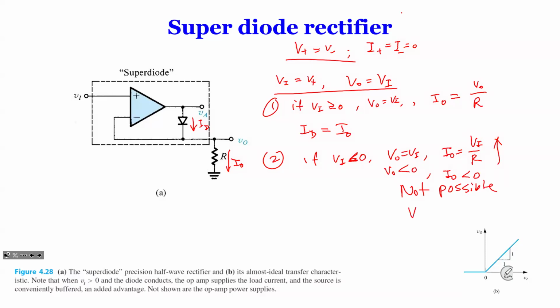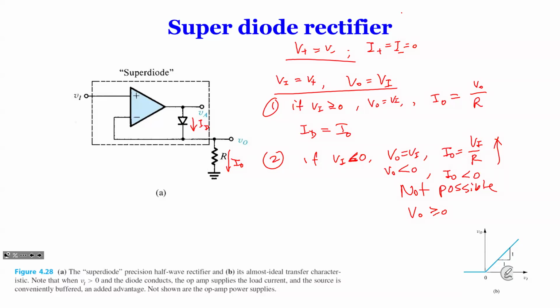So not possible means VO cannot be less than 0. VO has to be larger or equal to 0. Otherwise, you would have current flowing. That's not possible. So if it's not possible, VO has to be larger than 0, but in this case, it's also not possible to be positive because your input is negative.